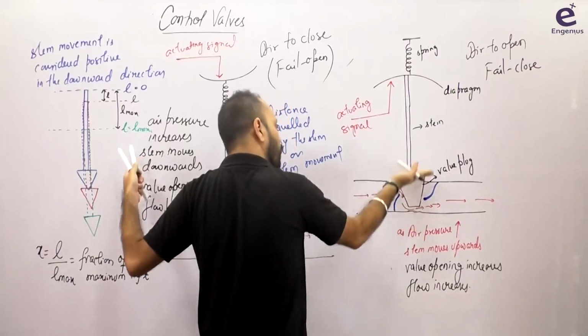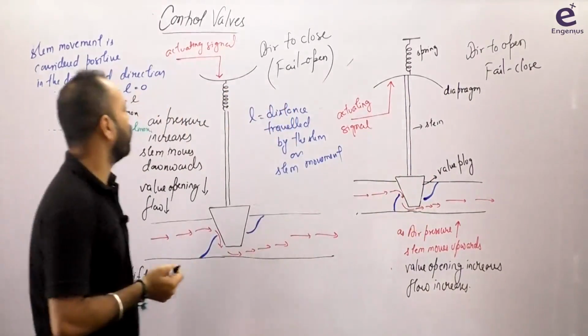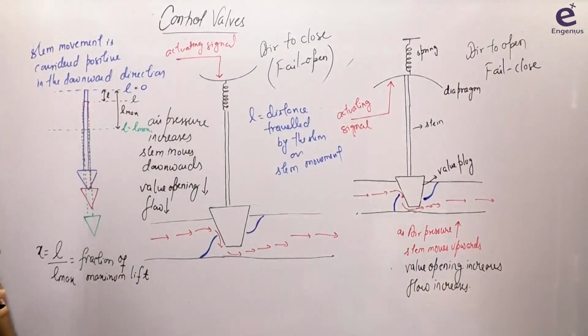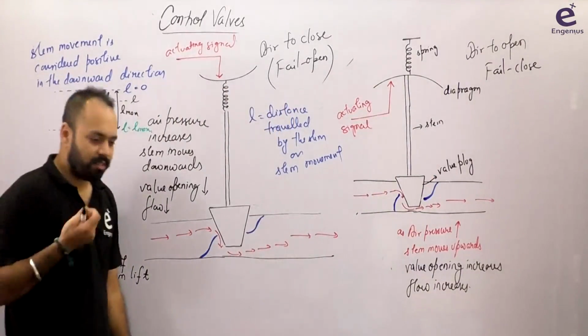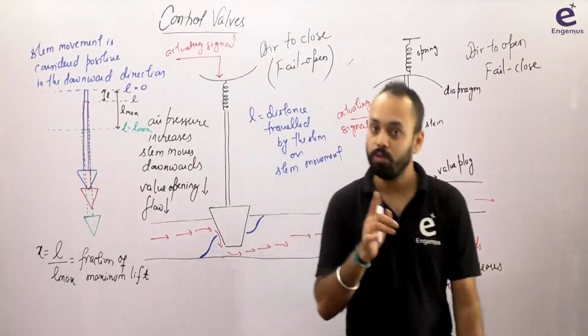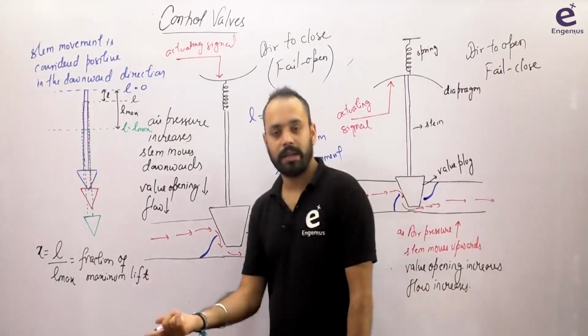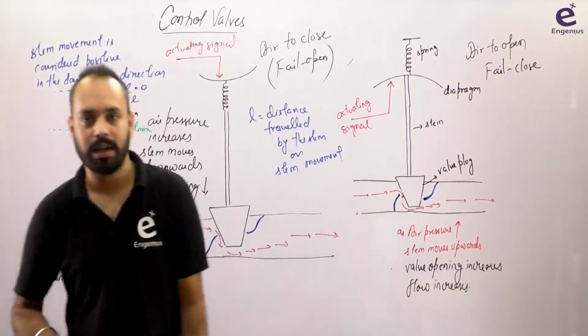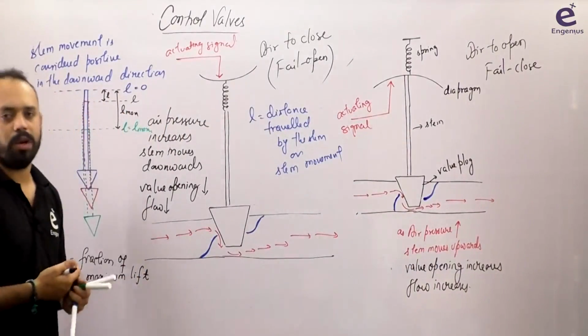The stem is moving in the opposite direction. Now these are air to close and air to open valves. Now there is a question: sir, out of these valves, which one is called direct acting valve, and which one is called reverse acting or indirect acting valve? Reverse acting is also called indirect acting.